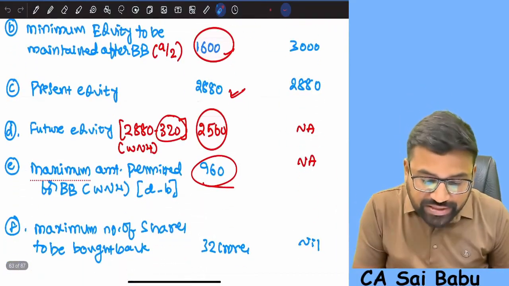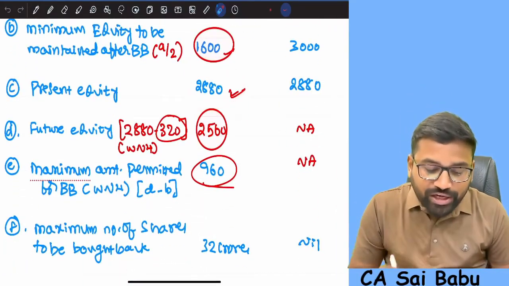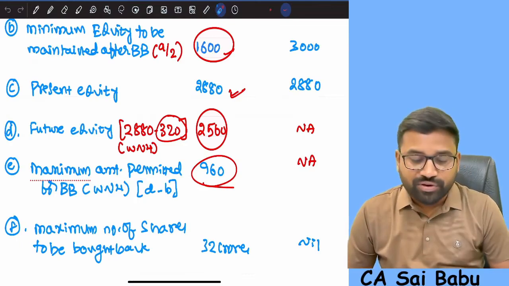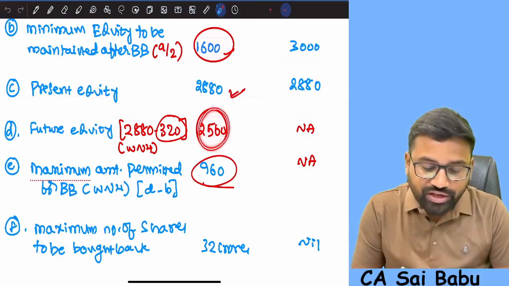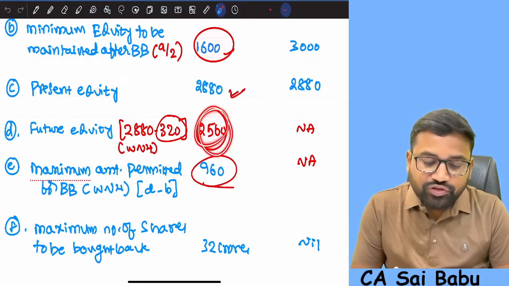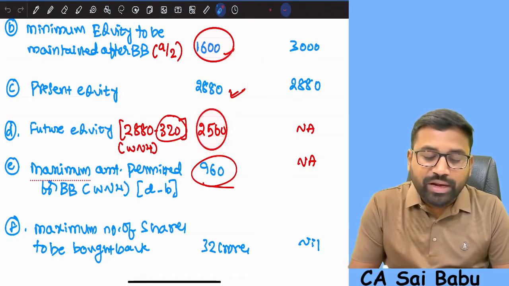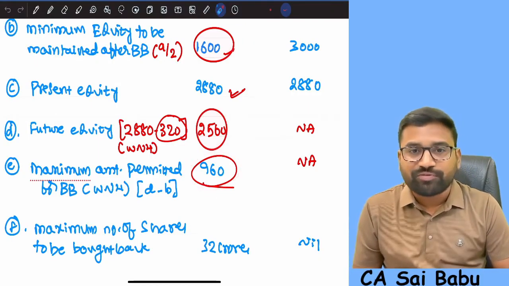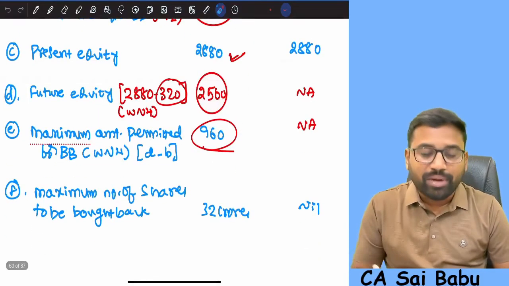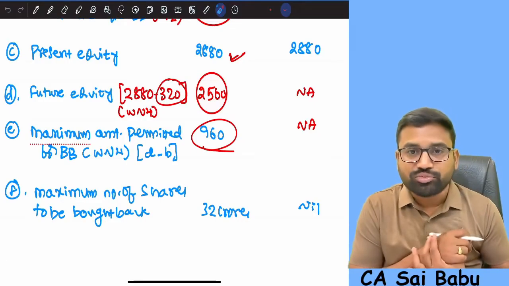So therefore, my present equity is 2880. Now I need to find out what is the amount to be transferred from this to CRR. Once I know the amount to be transferred to CRR, I know the future equity. And if this is the future equity, what is the equity to be maintained after buyback? 1600. So therefore, I can easily find out the maximum amount permitted for buyback, then divide by the buyback price. Then I will get the maximum number of shares to be bought back.